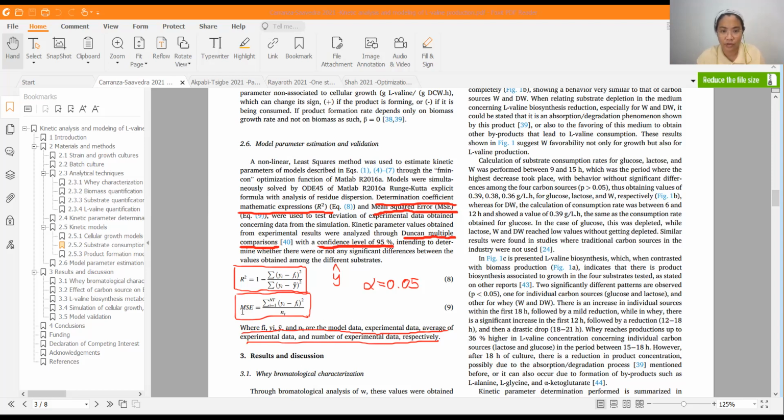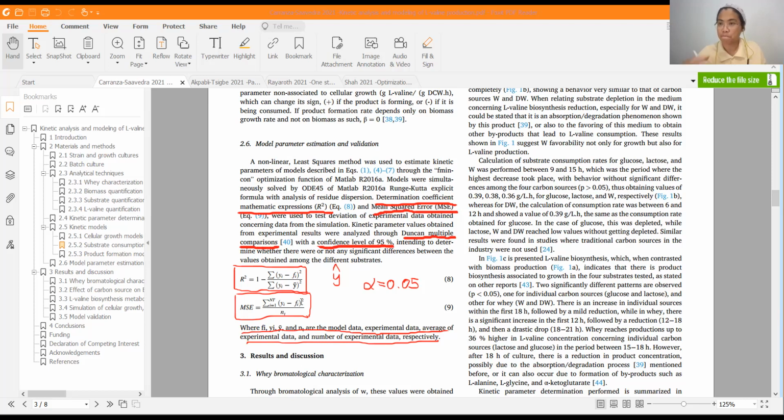And they use mean square errors. This is the formula to calculate the mean square errors. And then you see that it is the difference between the experimental data and what you get from the model.